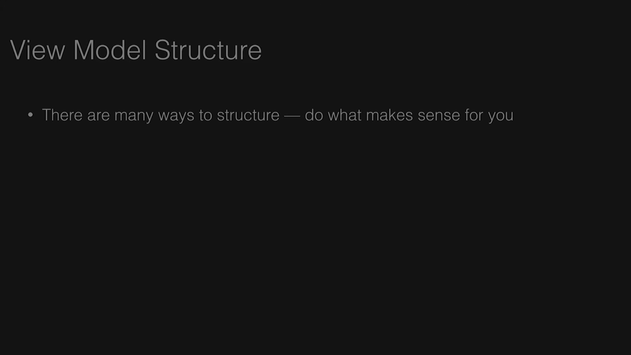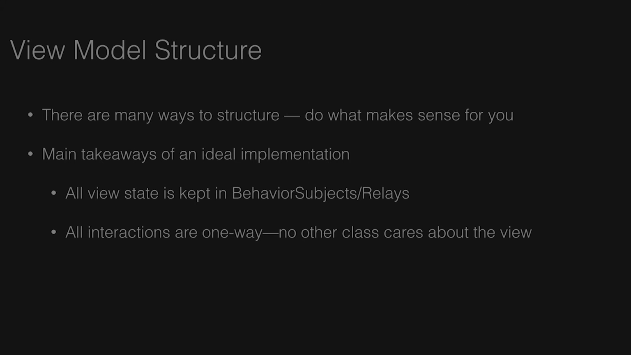So again, there's many ways to go about it. Just do whatever works best for you. The main takeaways are all view state is kept in these behavior subjects or behavior relays, and all interactions are one way. No other class cares about the other, and in some cases, like with the view model dealing with the repository directly, no other class cares that any other class exists, and they can still just do their functions as they're created.